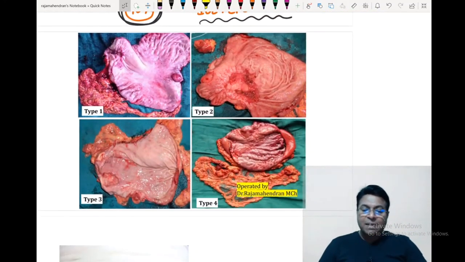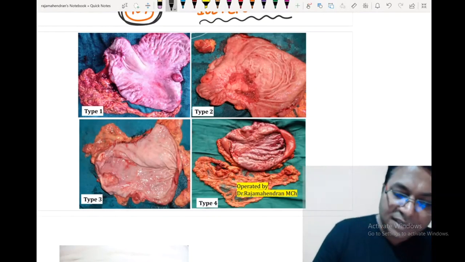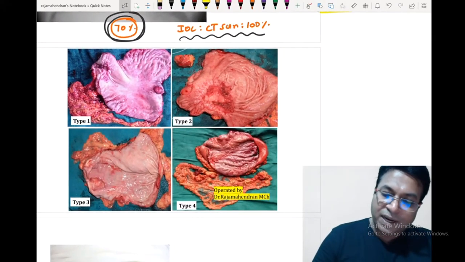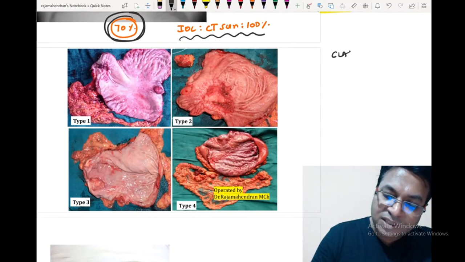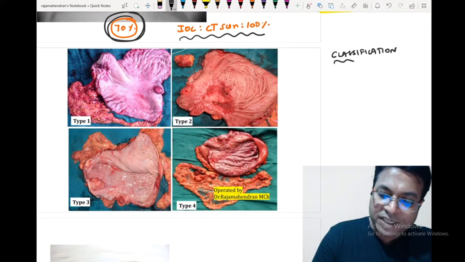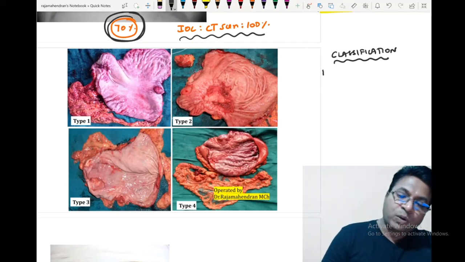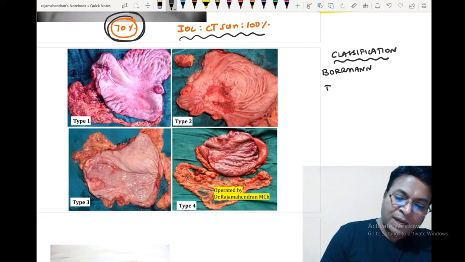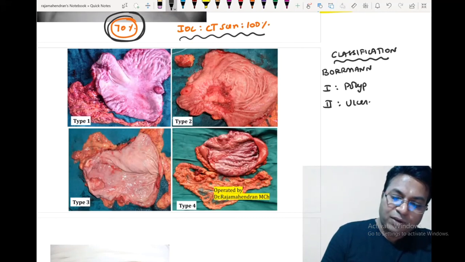Okay, so there is a classification shown here. What is the name of this classification of cancer stomach? These are my patients operated. What is the name of the classification shown in these pictures? This is a classification of cancer stomach by endoscopy known as the Borrmann classification. Borrmann type 1 is polypoidal type of growth. Type 2 is ulcero-proliferative growth.